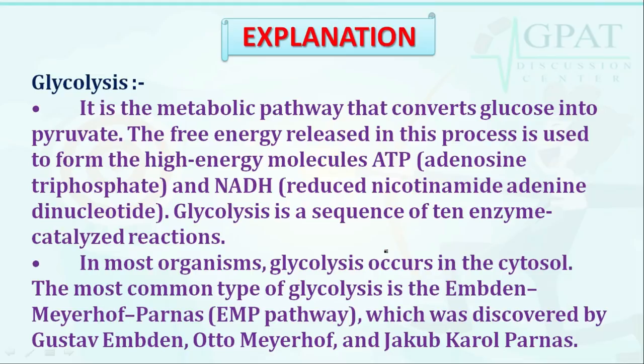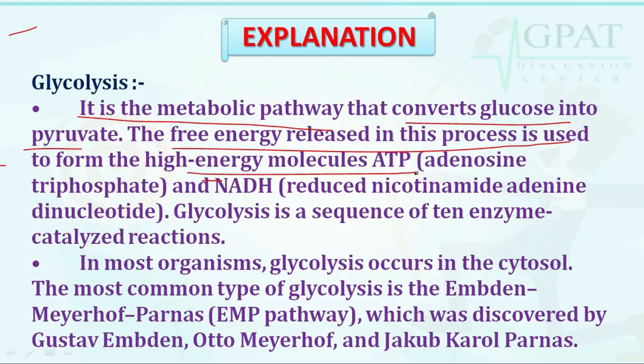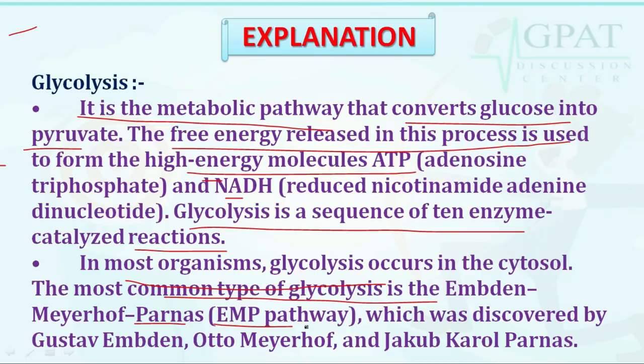that glycolysis is a metabolic pathway that converts glucose into pyruvate, and the free energy released in this process is used to form the high energy molecules, that is ATP and NADH. Glycolysis is a sequence of enzyme catalyzed reactions. In most organisms, glycolysis occurs in the cytosol, and the most common type of glycolysis is the Embden-Meyerhof-Parnas, that is EMP pathway, which was discovered by Gustav Embden, Otto Meyerhof and Jakub Karol Parnas.